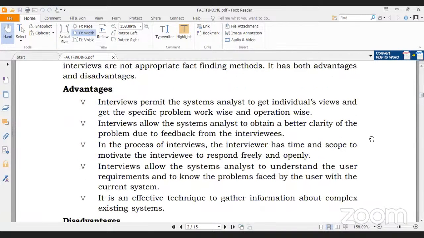Is the slide, the page, moving? Yes, sir. Okay.